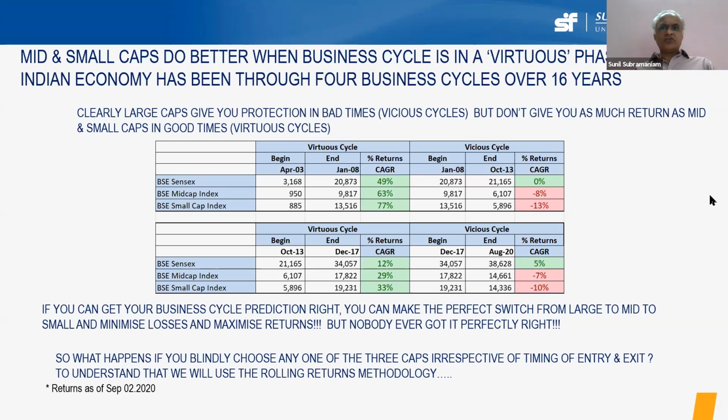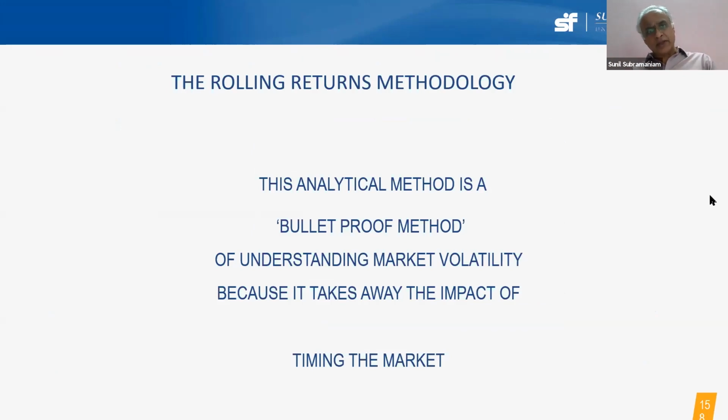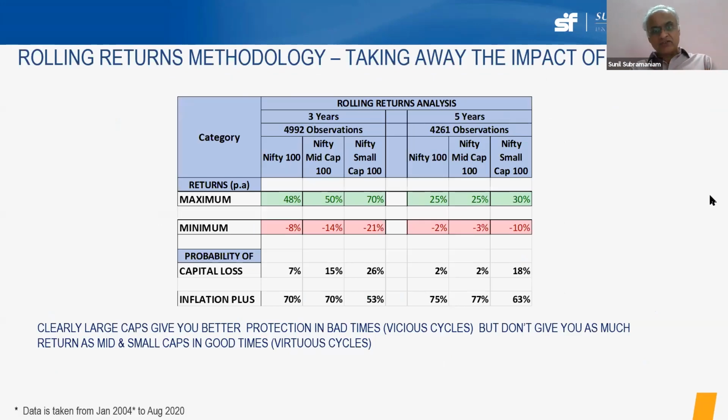So given the status of our cycle today, this pretty much tells you how we should think about our portfolio. Another way to look at it is to analyze the rolling returns. That also tells you that on the maximum returns in good cycles, large caps gave you 48% returns per annum, but small caps gave you 70%. So when the going is good, small caps do better. But on the minimum returns, which typically come in bad cycles, large caps have lost on average about 8%, but mid caps have lost 14% in the worst case, and small caps 21%.